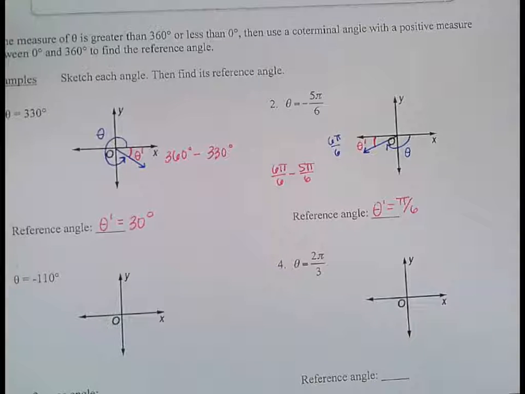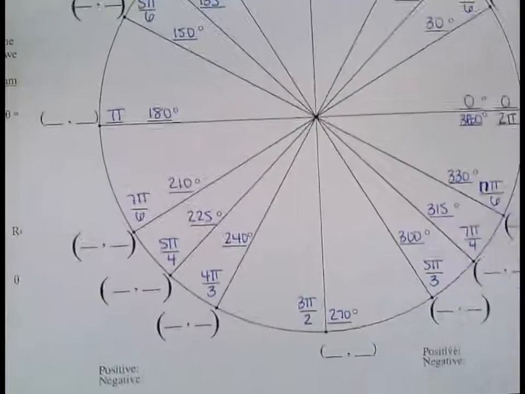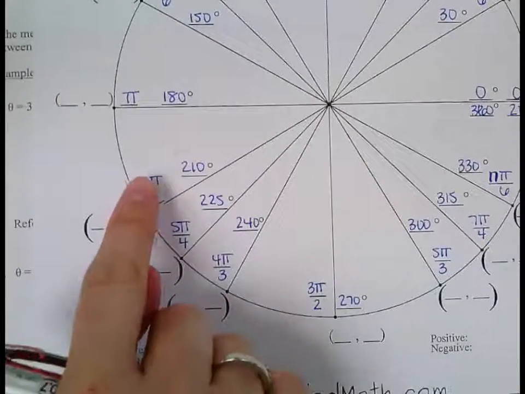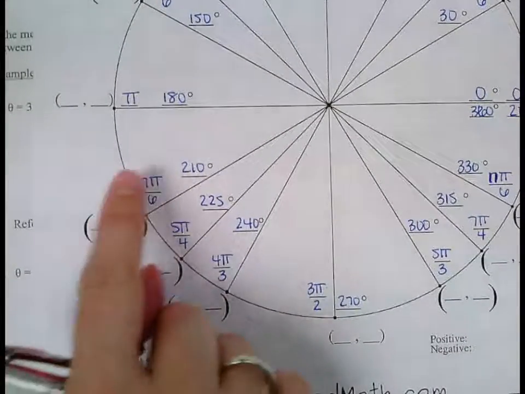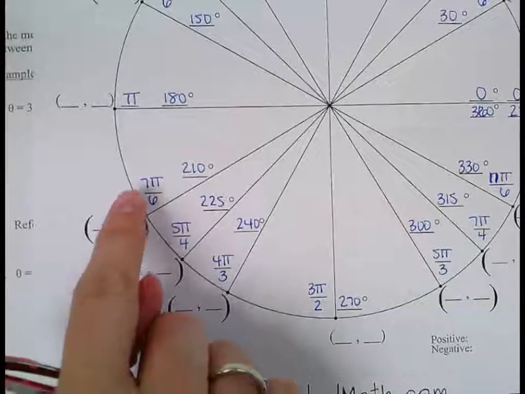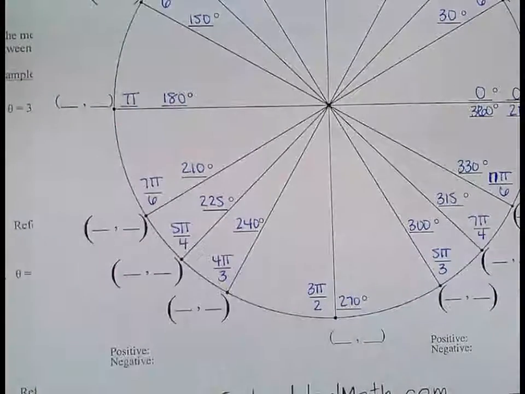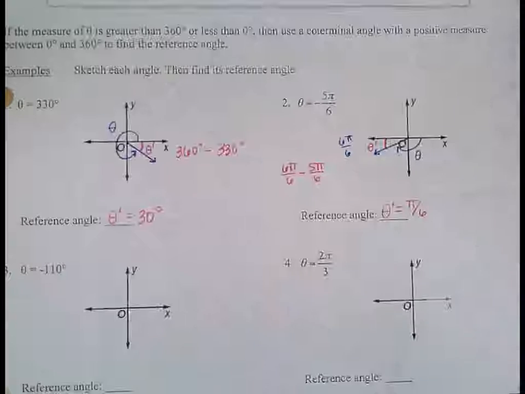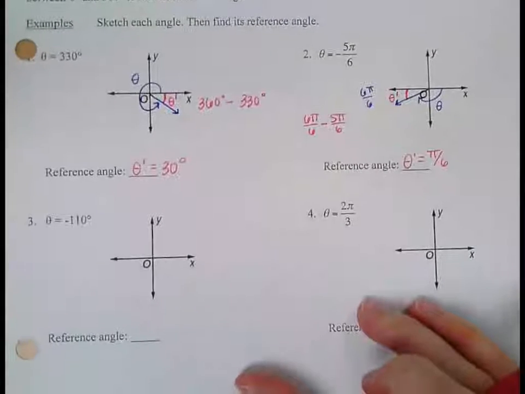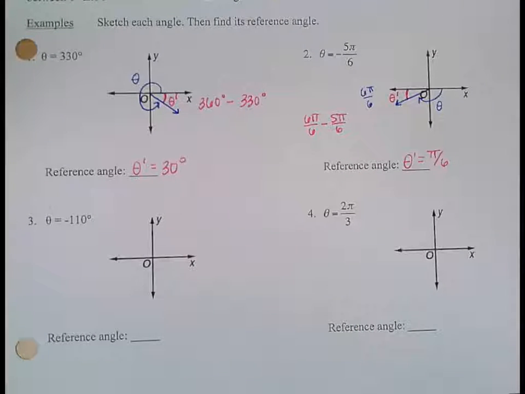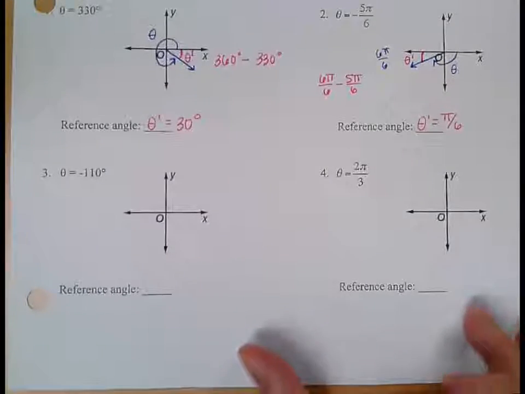Or you could see on the unit circle that you filled out that where negative 5 pi over 6 is, it's equivalent to 7 pi over 6. So you could take 7 pi over 6 and subtract 6 pi over 6. So however you reason through it, or if you reason through it in degrees and then convert it back to radians, that's fine as well. But are there questions on number 2? Okay, so I just have a couple more.